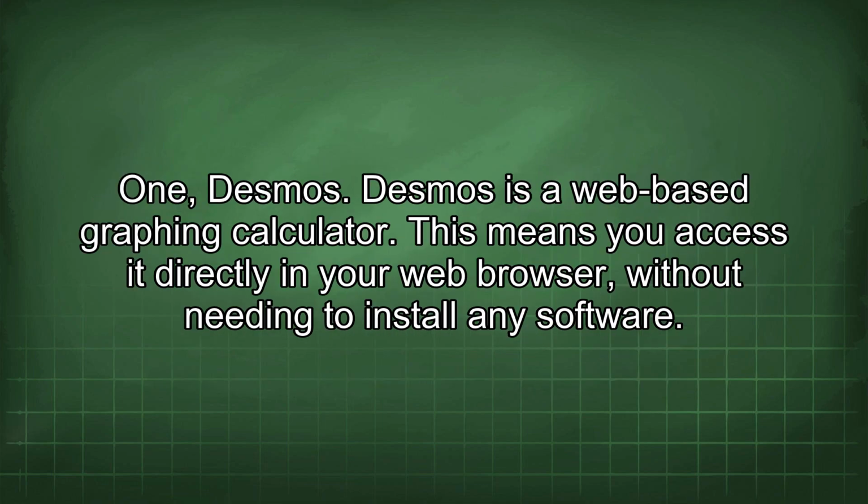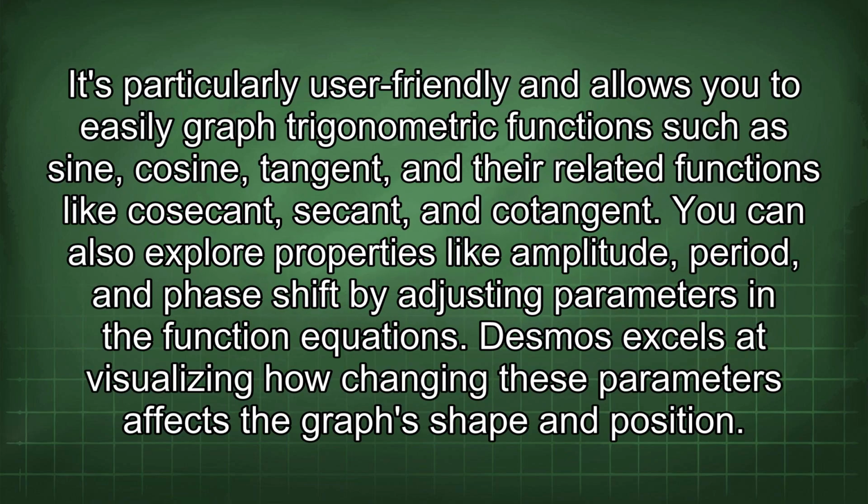1. Desmos. Desmos is a web-based graphing calculator. This means you access it directly in your web browser without needing to install any software. It's particularly user-friendly and allows you to easily graph trigonometric functions such as sine, cosine, tangent, and their related functions like cosecant, secant, and cotangent. You can also explore properties like amplitude, period, and phase shift by adjusting parameters in the function equations. Desmos excels at visualizing how changing these parameters affects the graph shape and position.